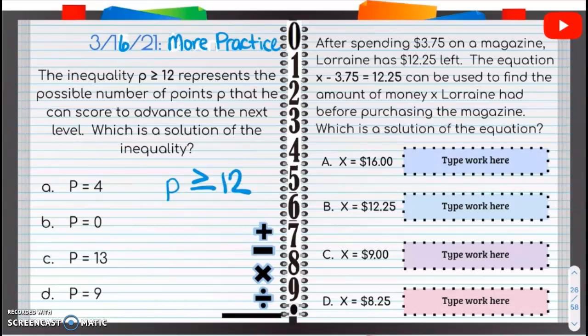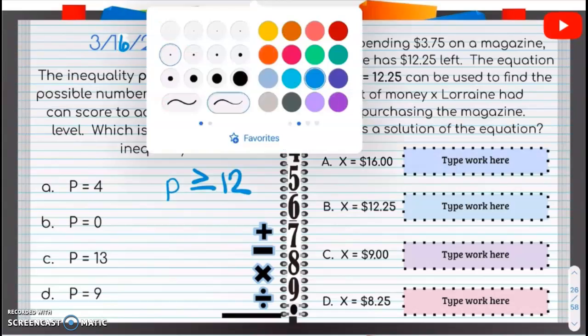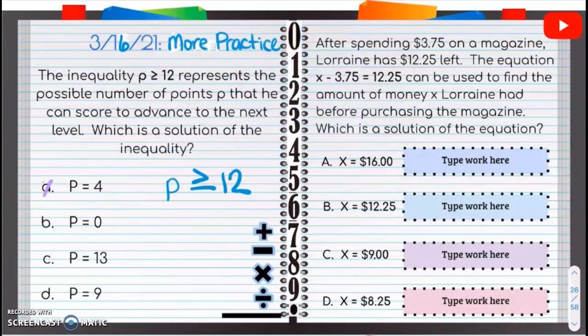Well, let's see. Is 4 bigger or equal to 12? No. How about 0? No, that's smaller. How about 13? Yep, that's bigger. How about 9? Nope, that's smaller. So our answer here is going to be C.